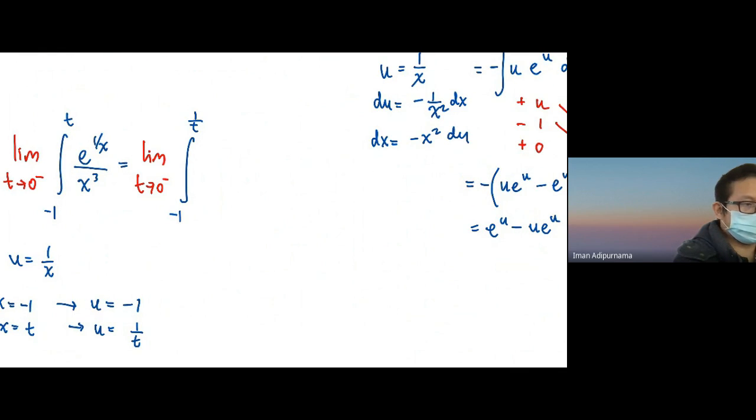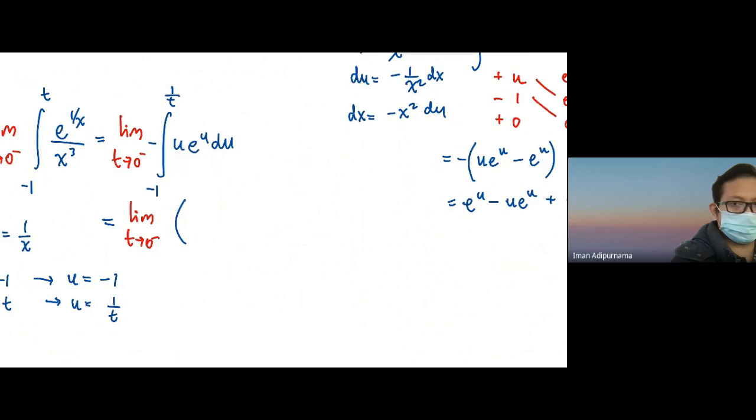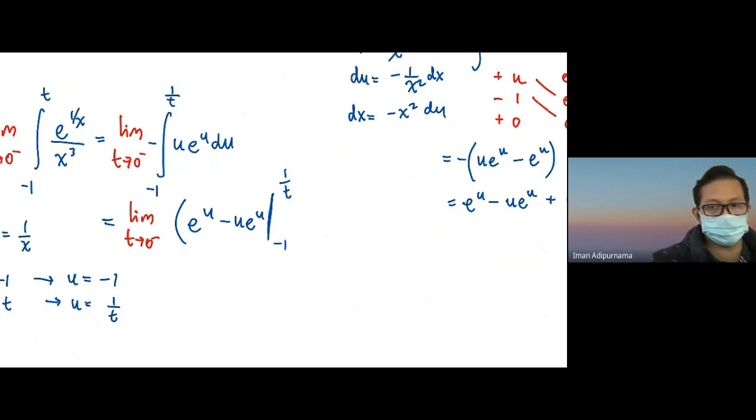And we can write this as negative u e to the u du and write down our solution, where we still need to write the limit, and then write down e to the u minus u e to the u from -1 to 1 over t. And we can solve this limit.